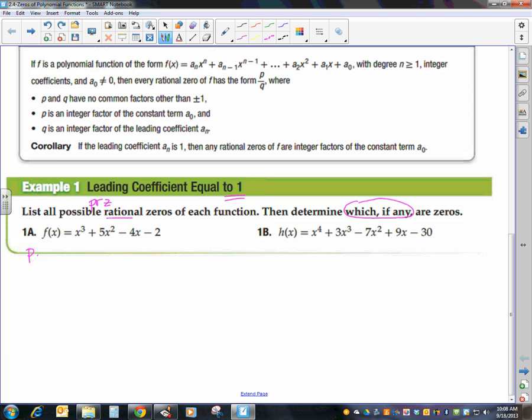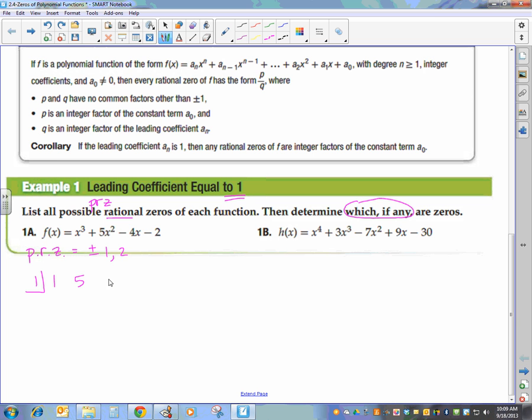And if the leading coefficient is 1, then all we have to do is worry about our constant term. So my possible rational zeros here are plus or minus the factors of that constant term, which would be plus or minus 1 or 2. And from that point, you take a number and you're going to use synthetic division. It's only a cubic, so I'm going to go ahead with the number 1. I have 1, 5, -4, -2, and I'm going to look at whether or not I have a remainder, because remember we talked about yesterday, if the remainder is 0, then I know it's a factor.